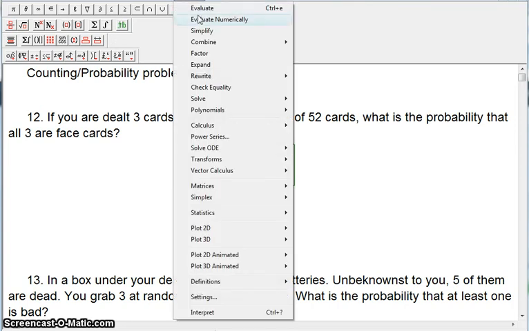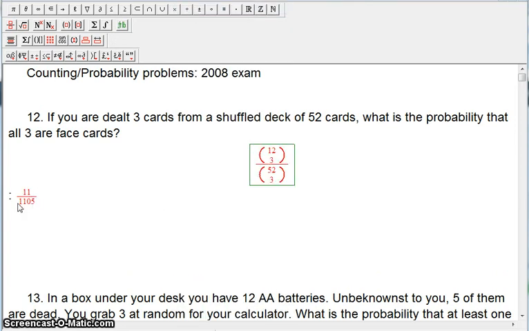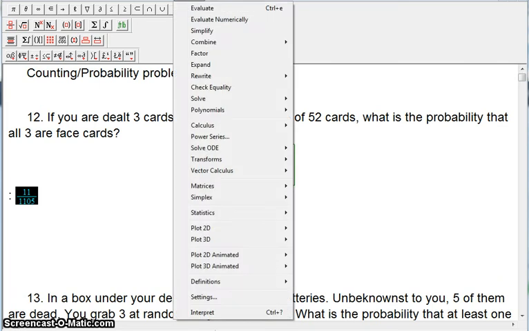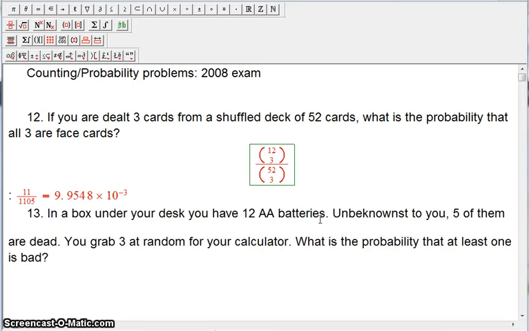And let's go ahead and just evaluate that. 11 over 105, or if we want it numerically, just under 1%. I'm particularly tongue-tied tonight. I don't know why. Okay.